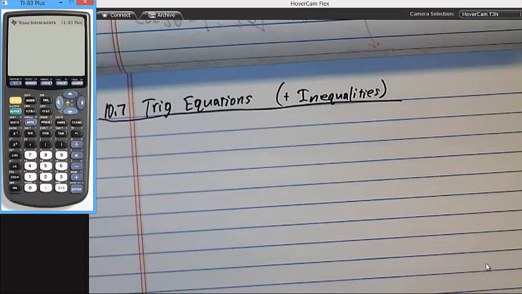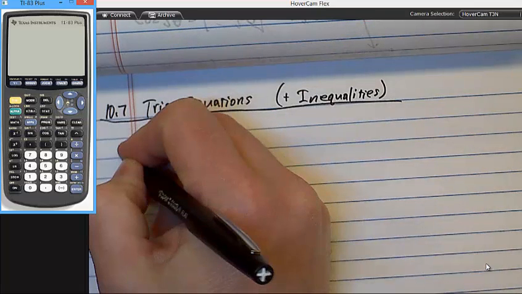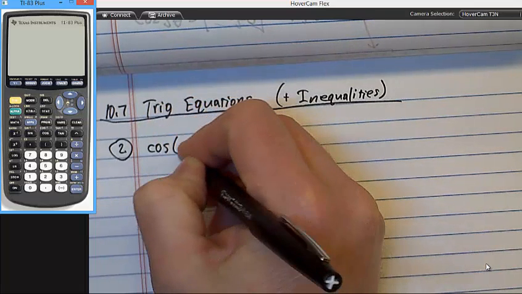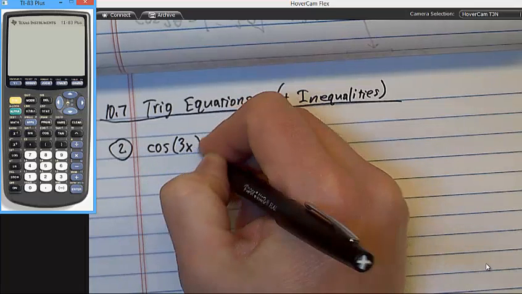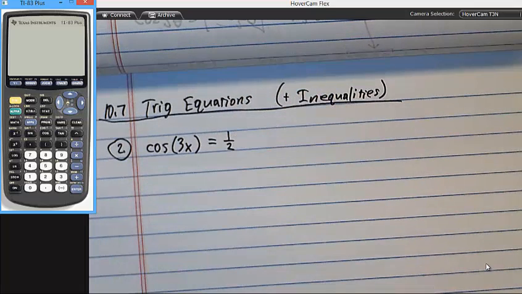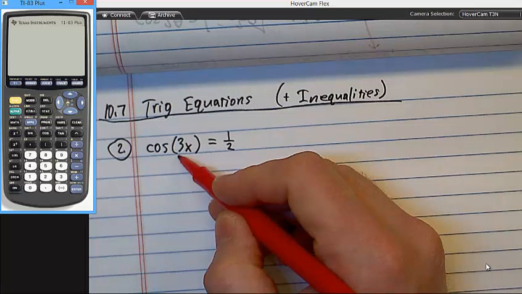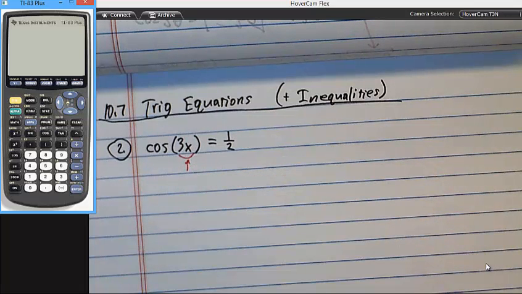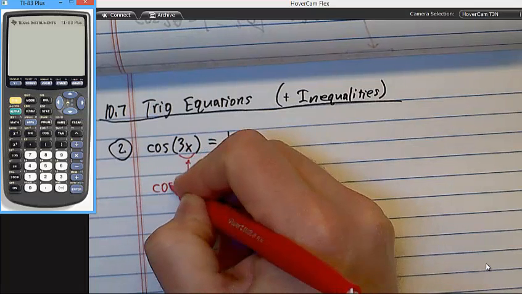But let me start with problem 2 as an example. They give me the cosine of 3x is equal to 1/2. And by the way, one thing that can help for these problems is to remember that what goes in here is an angle. So let me rewrite the problem as cosine of theta equals 1/2.